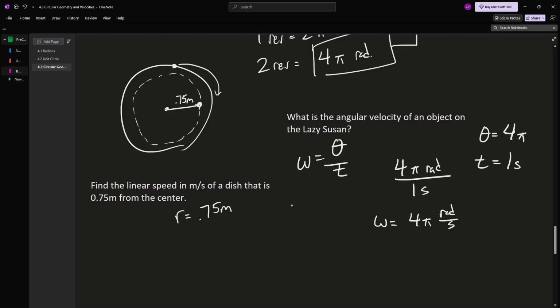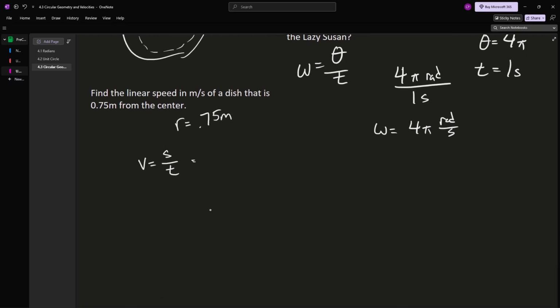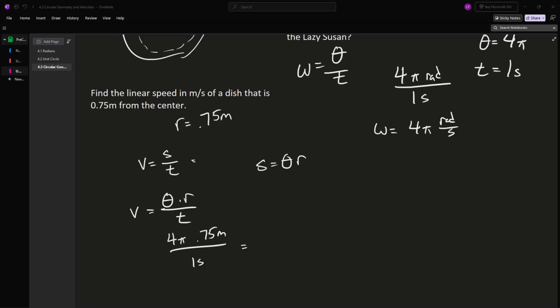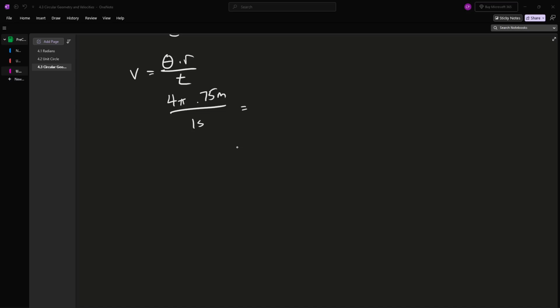So let's get the linear speed formula out. Velocity equals s over time. I then replace s with s equals theta r. So theta times r over time equals my velocity. Theta is 4 pi, r is 0.75 meters, time is 1 second. And this gives me a result of 4 times 0.75, which gives me 3 pi meters per second.